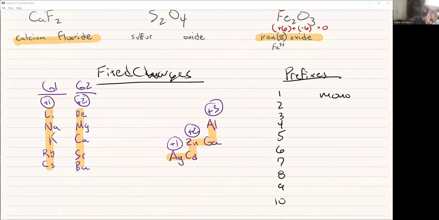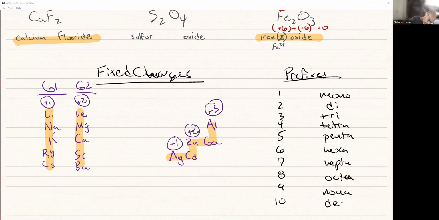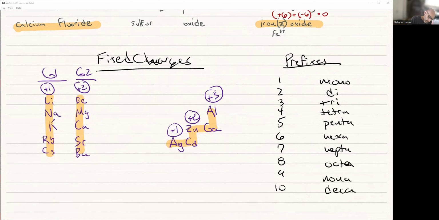Mono, di, tri, tetra, penta, all ending in A's from here on forth, pretty much. Penta, hexa, hepta, octa, nona, deca. So each of these are the prefixes we are going to add.